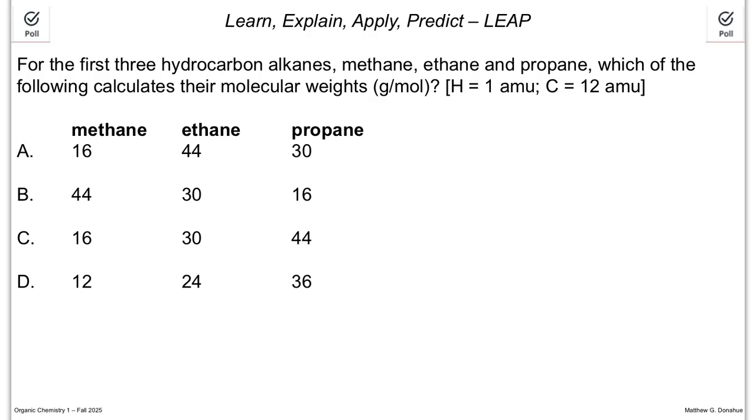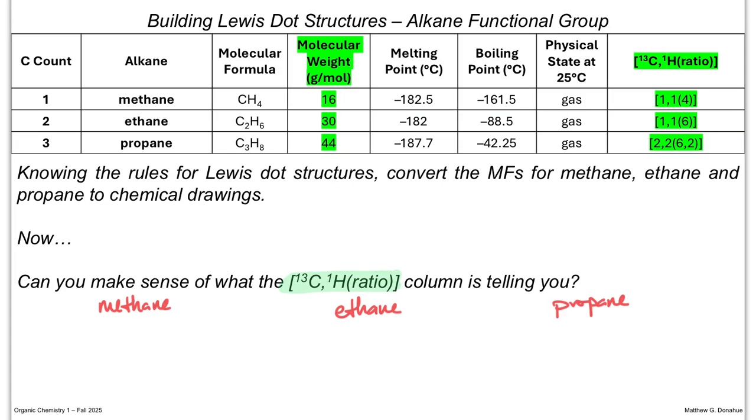Again, CH4, this would be C2, and then how many H's would that have? 6. C3, how many H's would this have? 8. So you can run through that, figure out the weights. So in the last couple minutes here, I think this is the last slide I'll be able to get to, but what does this mean?